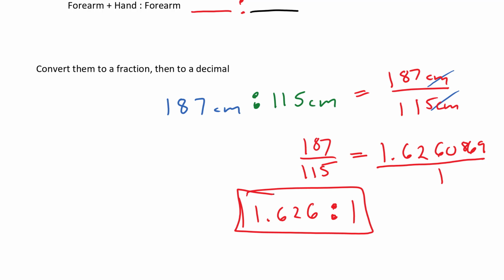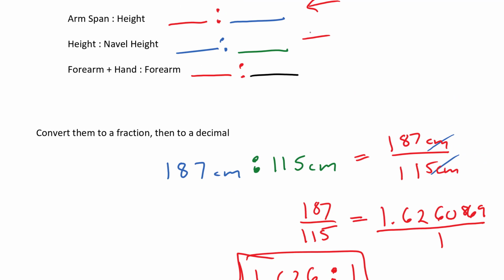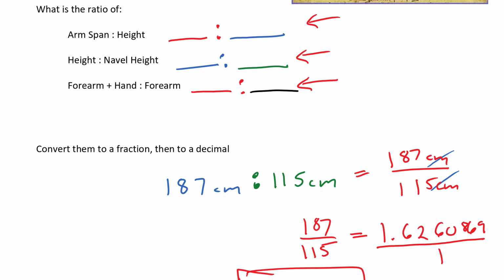I'd like you to do this calculation for all 3 of these for your heights and see what you get. What you should have got is something close to 1 to 1. In this case here, you should have got something close to 1.6 compared to 1. And here you should have got the same thing, 1.6 compared to 1. Interesting fact. Next time someone asks you how tall you are, put your arms out and say, I'm this tall. Now notice, there's a common number here. 1.6, 1.6. This is a special number.